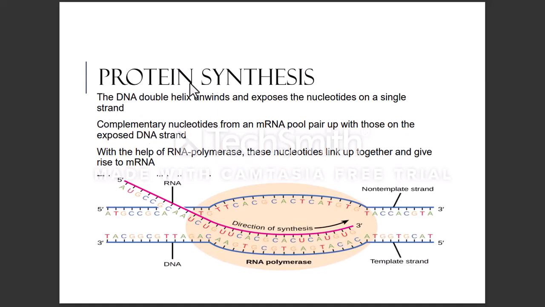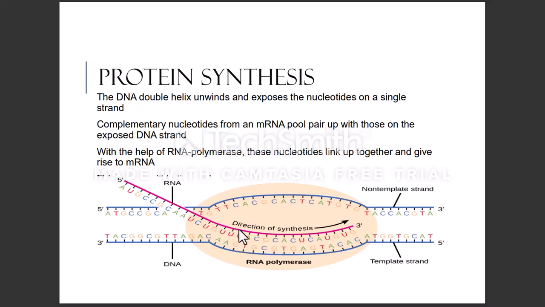in transcription, the DNA double helix unwinds and exposes the nucleotides on a single strand. Then next, there are complementary nucleotides from a messenger RNA pool that pair up with those on the exposed DNA strand. So with the help of RNA polymerase, these nucleotides link up together and give rise to messenger RNA.